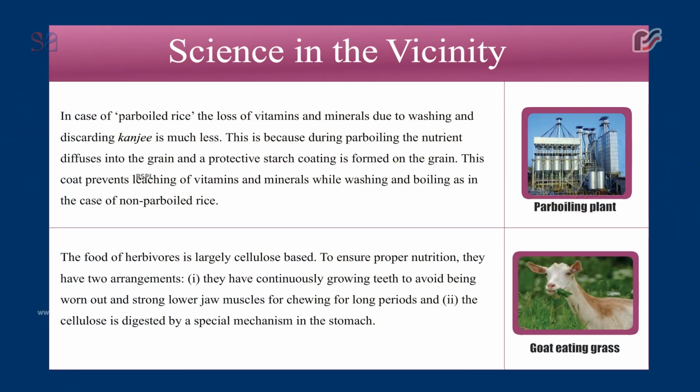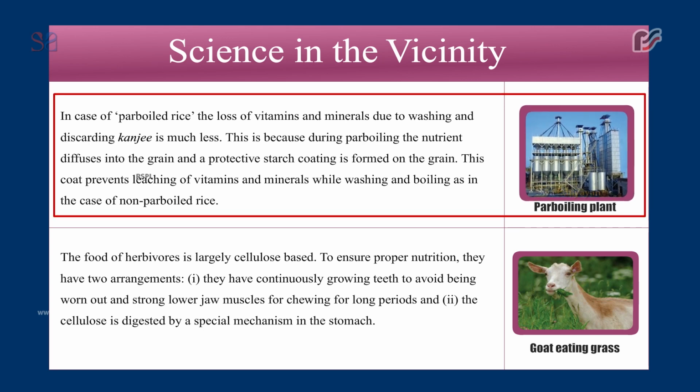In case of parboiled rice, the loss of vitamins and minerals due to washing and discarding kanji is much less. This is because during parboiling the nutrient diffuses into the grain and a protective starch coating is formed on the grain. This coat prevents leaching of vitamins and minerals while washing and boiling, as in the case of non-parboiled rice.